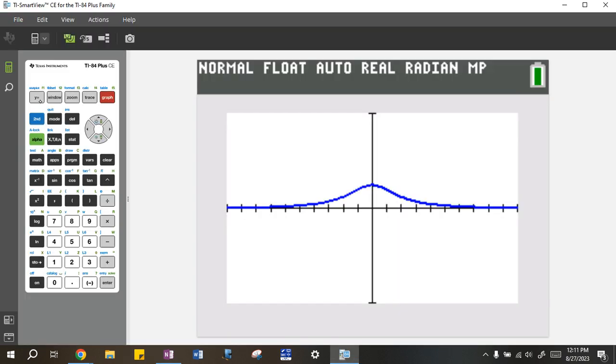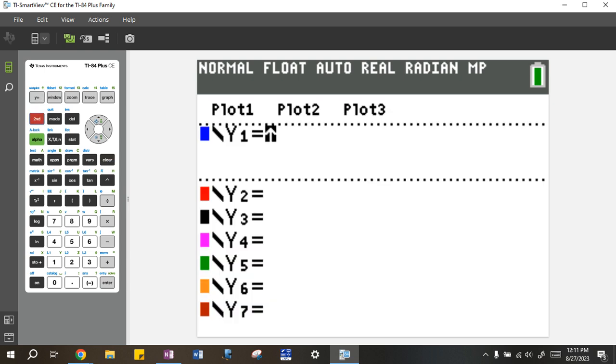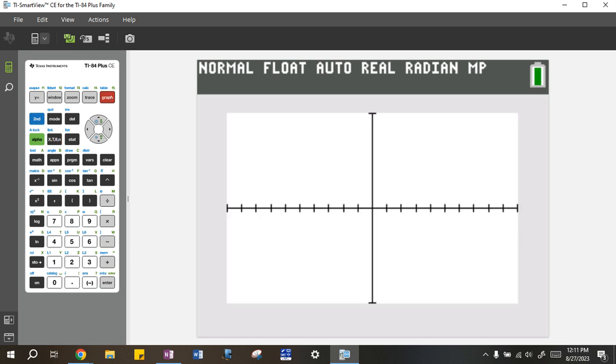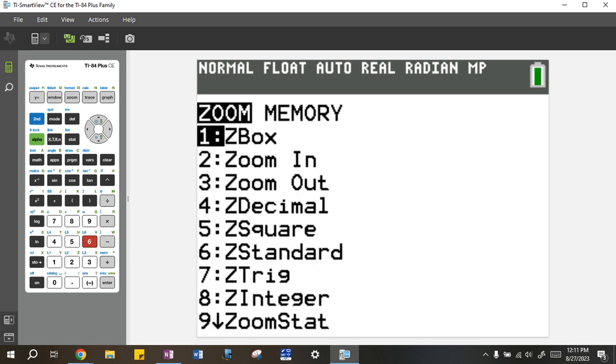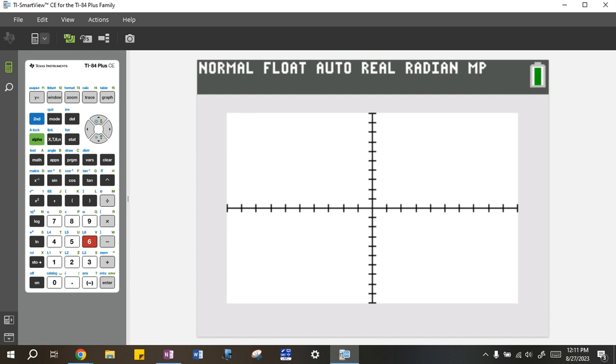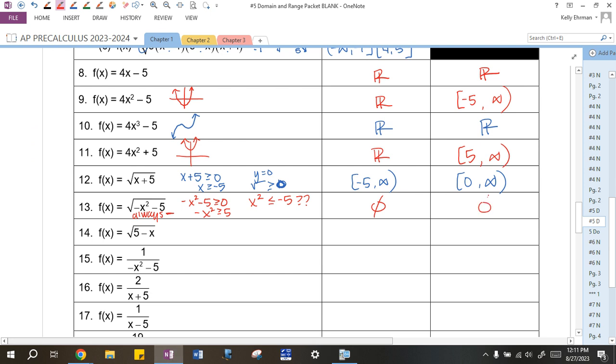If you try to graph this thing, let's just try to graph it. Square root of -x squared minus 5. It looks empty. Oh, zoom 6. It looks empty. And it's not stuck or thinking. It's just like, yeah, that looks like nothing. There are no real numbers on this graph. So it has no domain and range. It's not really a function. That can't exist.